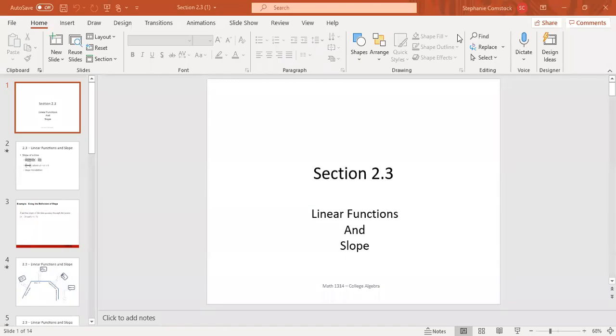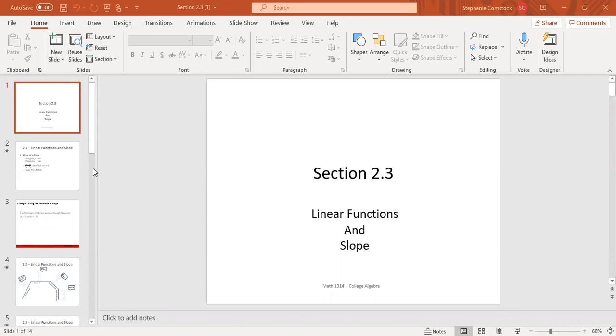Okay, so for this first part of 2.3, we're going to be talking about slope. This is still tying in with linear functions. We're going to start with slope, and then in a couple of the other sections, we'll talk about equations of lines and things like that we can do with this.